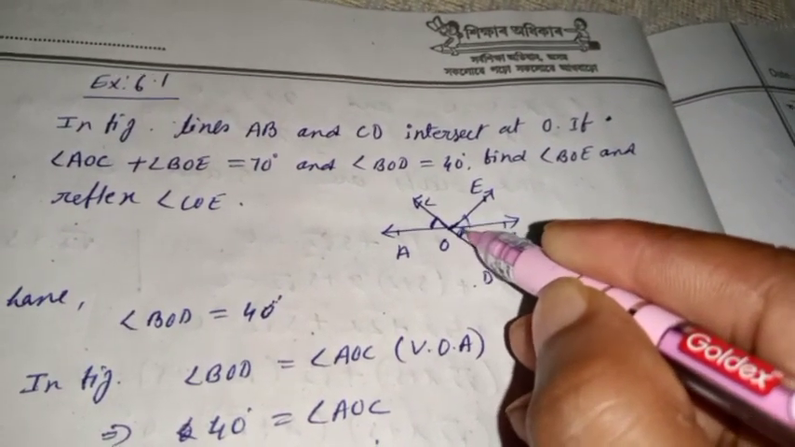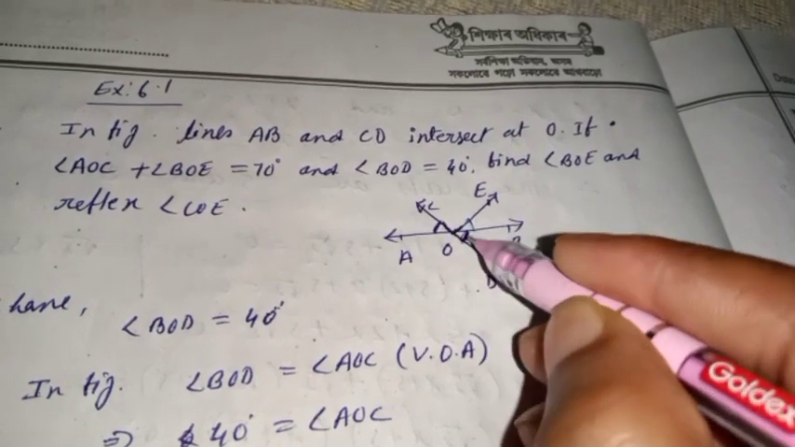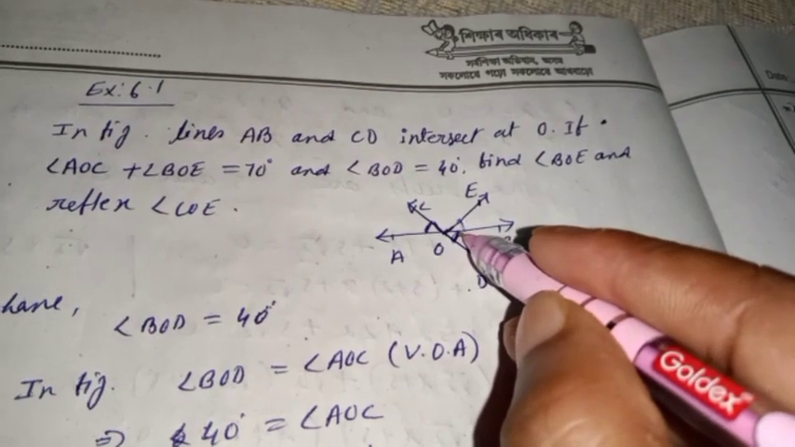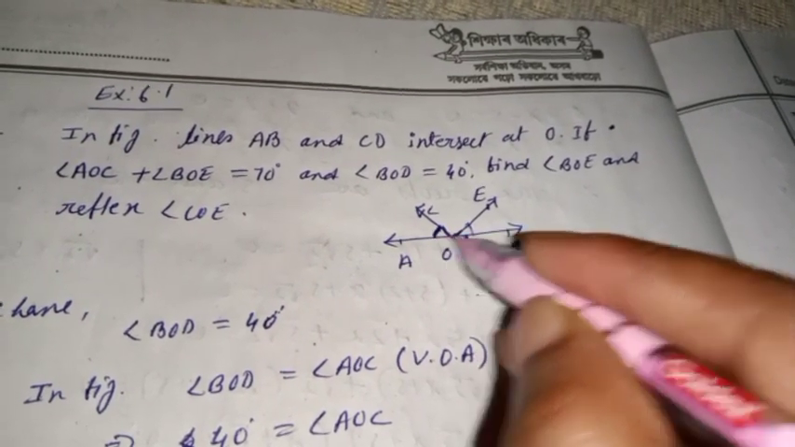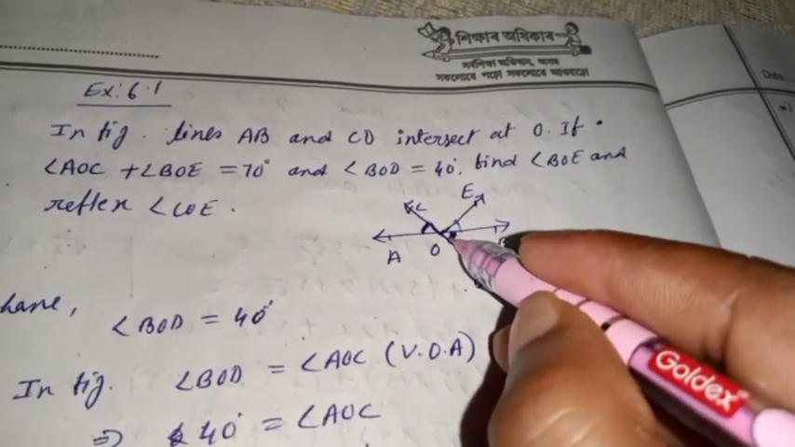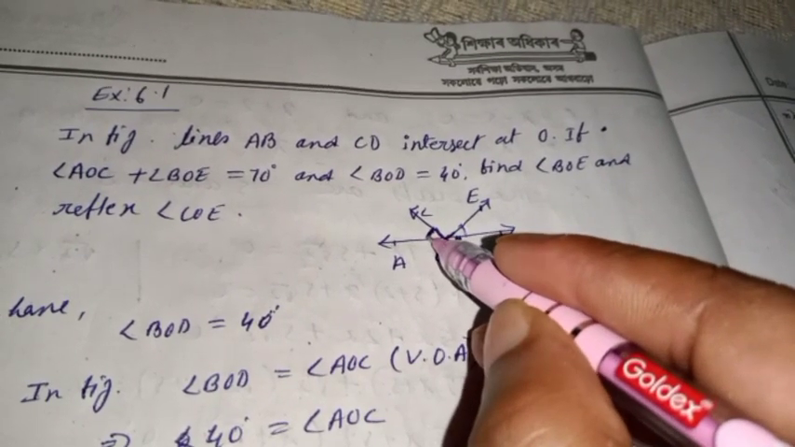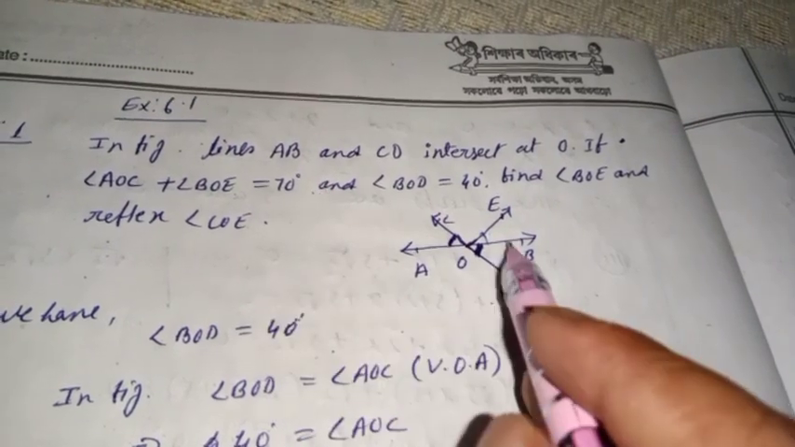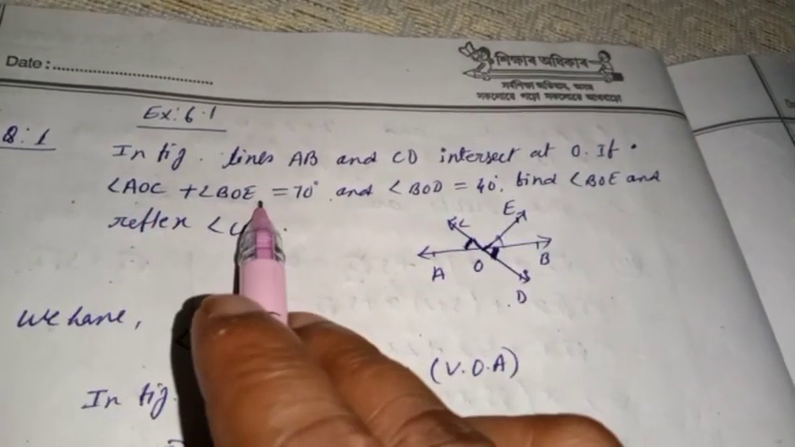We already have BOE, and it is clear that lines AB and CD intersect. Ultimately, we can say that this angle and this angle are what? Vertically opposite. If BOD is 40 degrees, then AOC is also 40, and AOC is adding with BOE, then how much do you get? 70. So after getting AOC, if you put it here, then you will get BOE also.